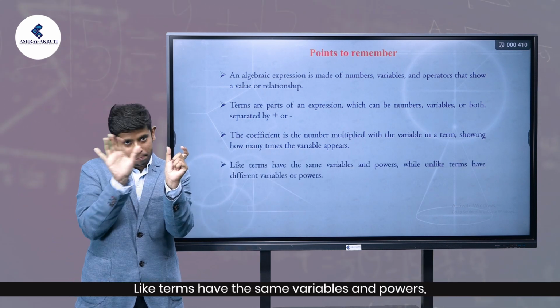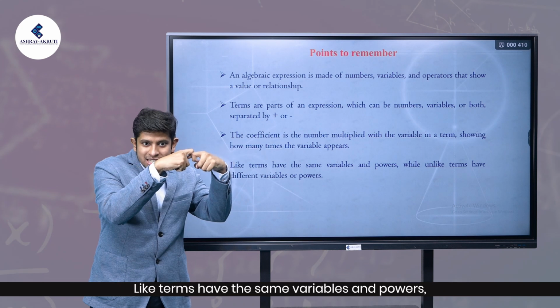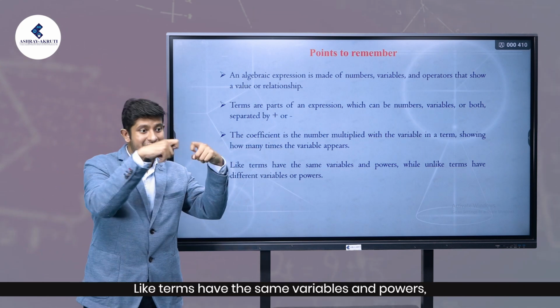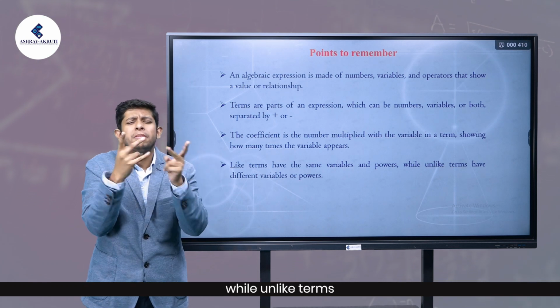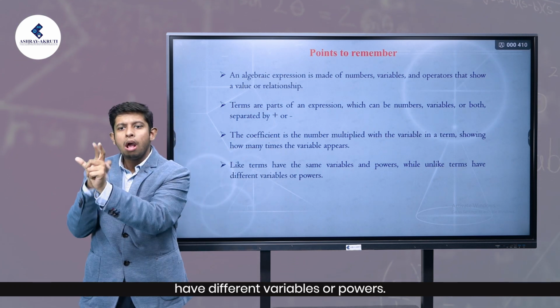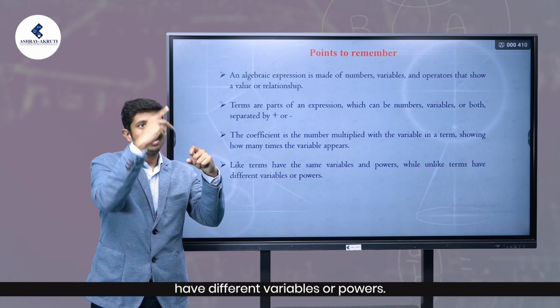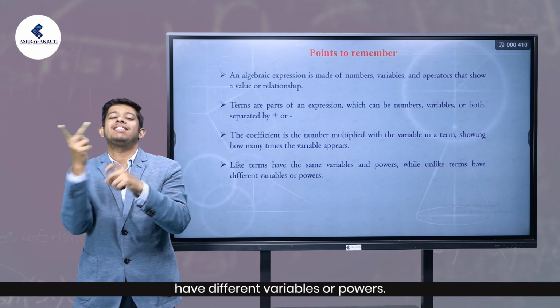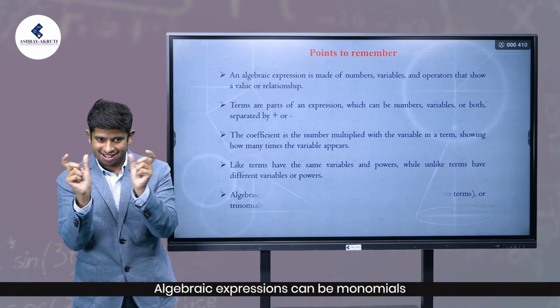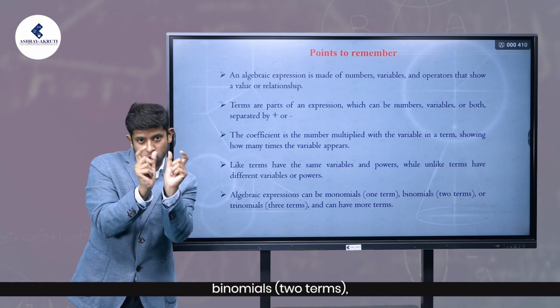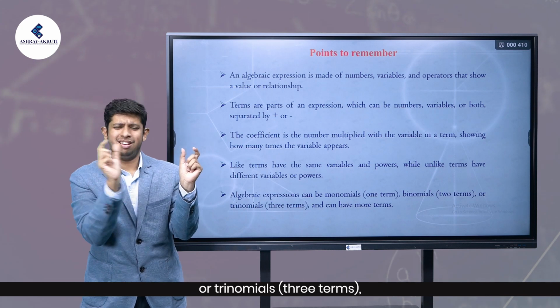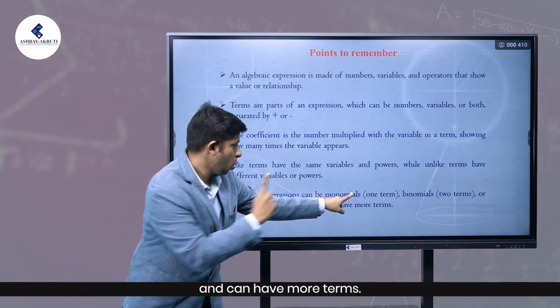Like terms have the same variables and powers, while unlike terms have different variables or powers. Algebraic expressions can be monomials, one term, binomials, two terms, or trinomials, three terms, and can have more terms.